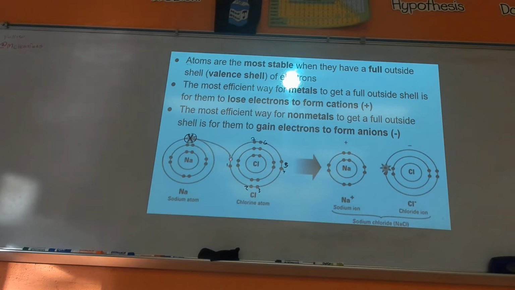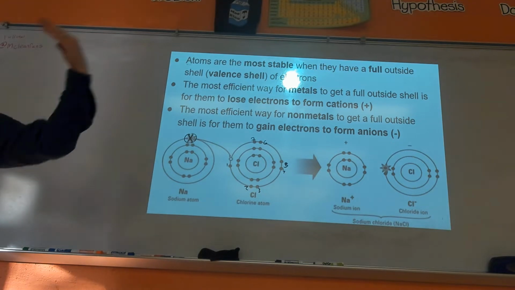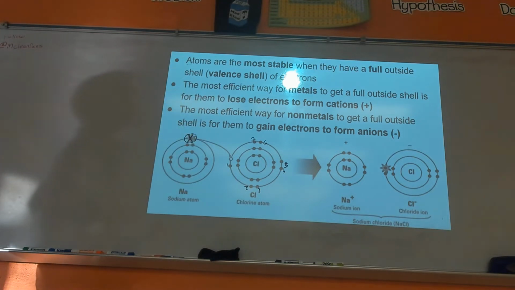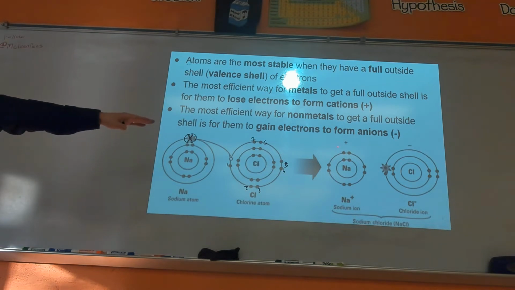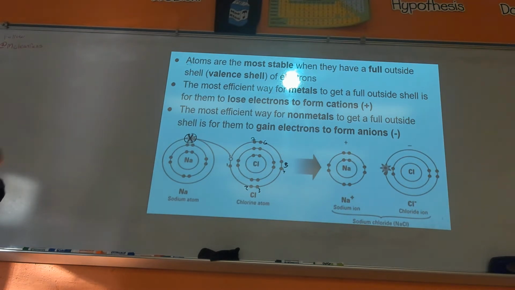This chlorine atom, if it can gain just one more electron, this electron here from sodium, then it'll have a full third shell of electrons. Okay, so that's why ionic bonds are between a metal and a non-metal atom. They complement each other. Metals lose the electrons, the non-metals gain those electrons, and then they're both stable. The metal becoming the cation, the non-metal becoming the anion.